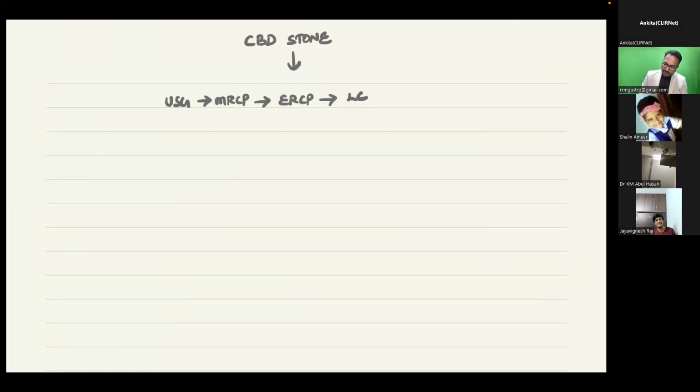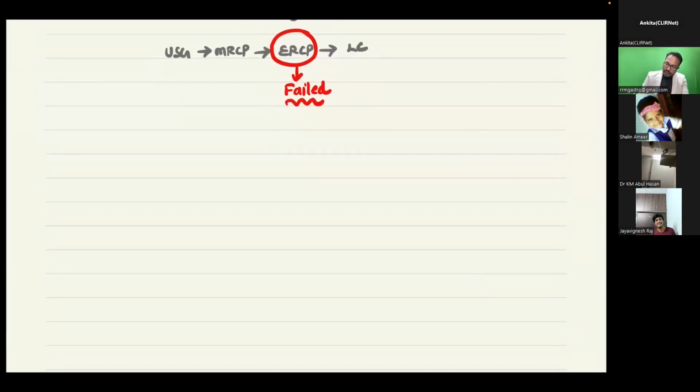By chance, the medical gastroenterologists failed. ERCP failed. Unable to remove the stone by ERCP. ERCP failed cases. What should I do? When they tried ERCP, it failed. Therefore, what are they going to do? They call the surgeon. They will call me for a procedure. What will I go and do?